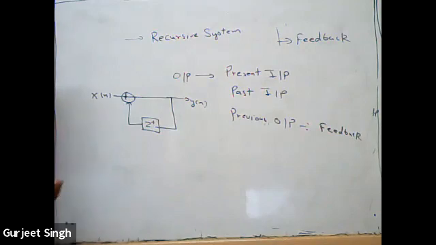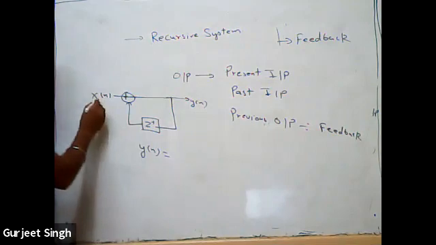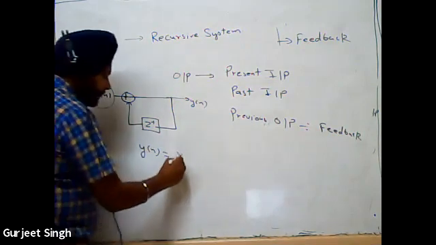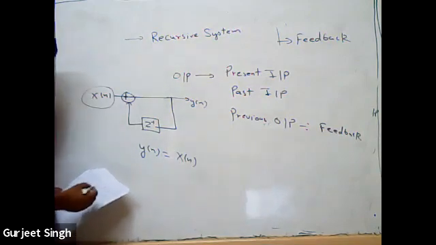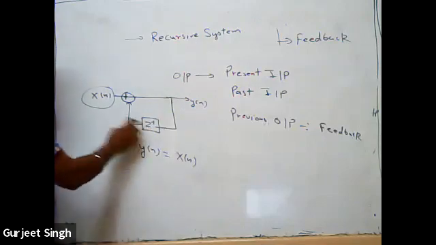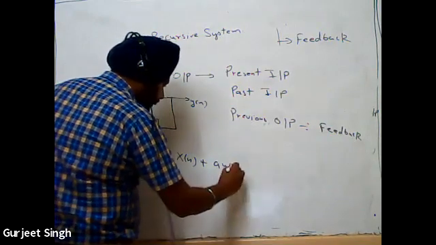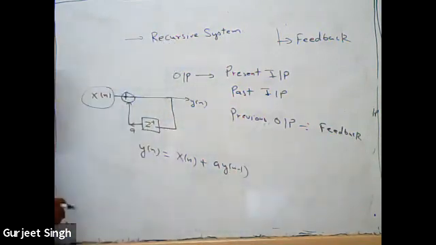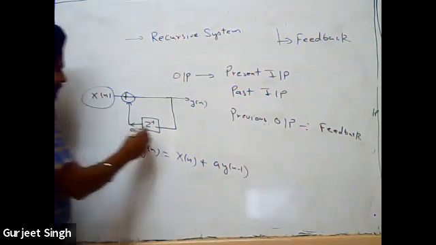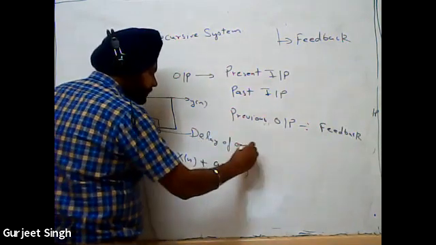The output y[n] first of all depends upon the input we are supplying, that is x[n]. Then it also depends upon the feedback from the output. This feedback is a times y[n minus 1]. This z to the power minus 1 box is basically a delay system, a delay of one sample.